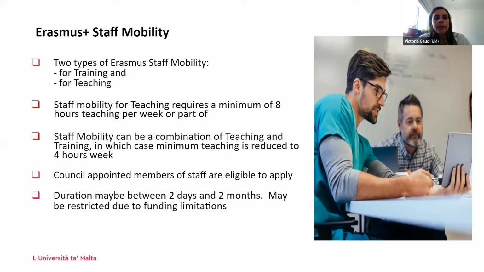So basically, because I know that a number of you do hold academic or research posts, I have decided to include some information with regards to staff mobilities. There are basically two types of staff mobilities, teaching and training. Teaching entails a mobility to a partner institution and undertaking a minimum of 8 hours of teaching per week or part of. So basically, if you go for 3 days, you would still need to fulfill this 8-hour requirement.